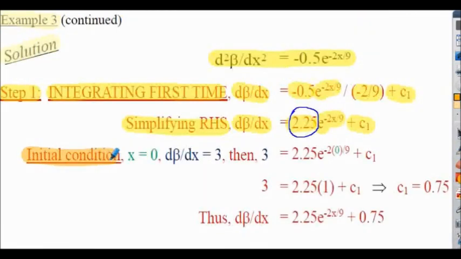Next we impose the initial condition given in the question. That's when x is equal to 0, d beta by dx equal to 3. So on the left hand side of our equation we have 3. On the right hand side we place a 0 wherever we have an x. Evaluating, note e to the power of 0 is 1. So now we can see we can simply rearrange the equation for c1 by subtracting 2.25 from both sides of the equation. c1 is equal to 0.75. Now we have our equation for the first differential here, d beta by dx. That's equal to 2.25 multiplied by e to the negative 2x divided by 9 plus 0.75.